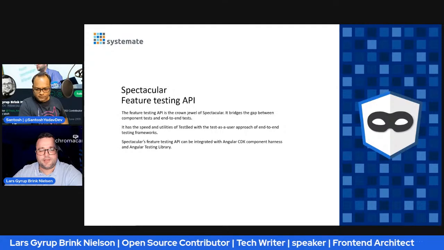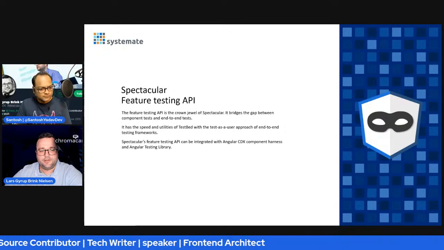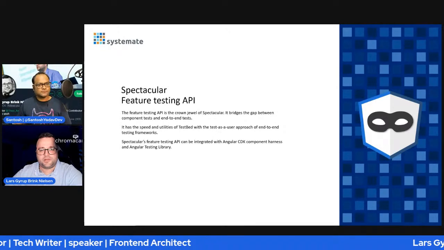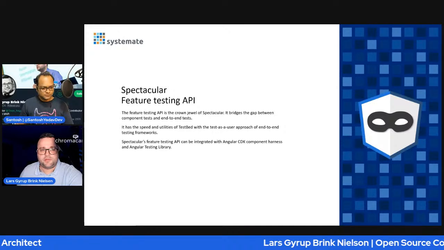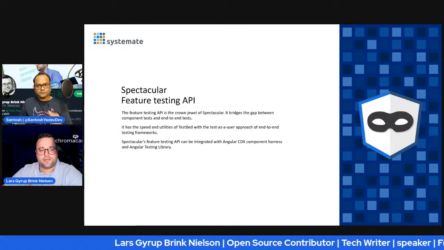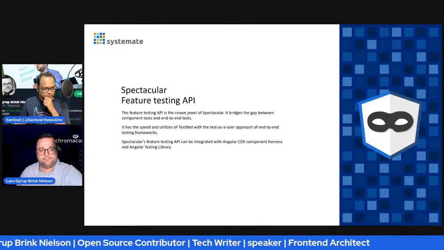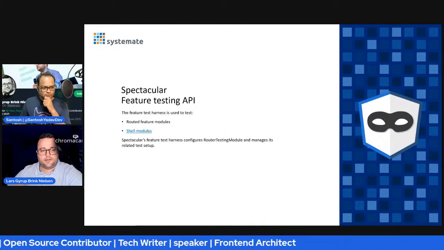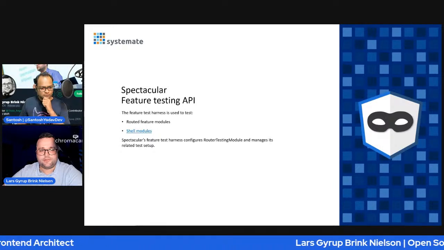And so you can get the nice user interaction APIs of Angular Testing Library, but you can use Spectacular to configure the TestBed, for example, what we saw earlier with the router testing module. It will do most of that for you. So the feature test harness can be used to test the routed feature modules and the shell modules.